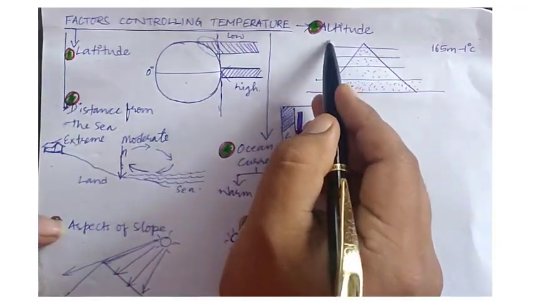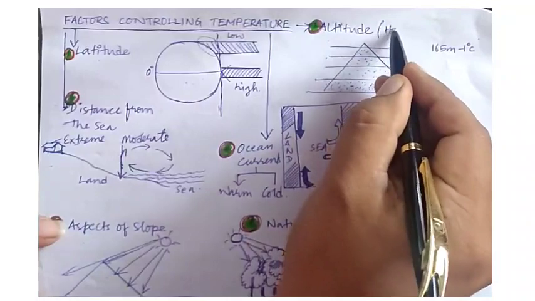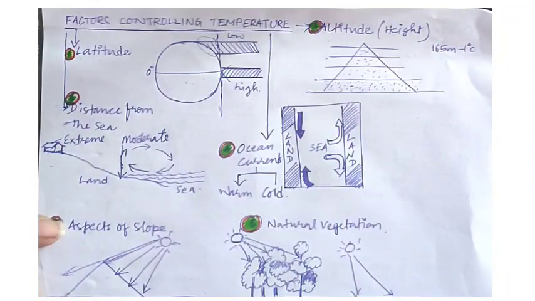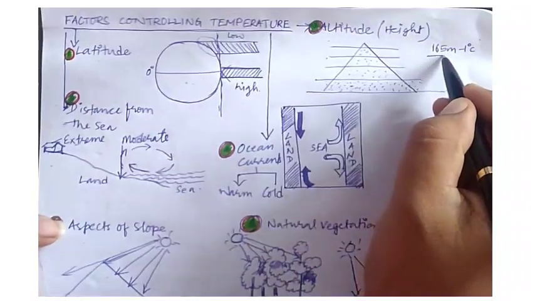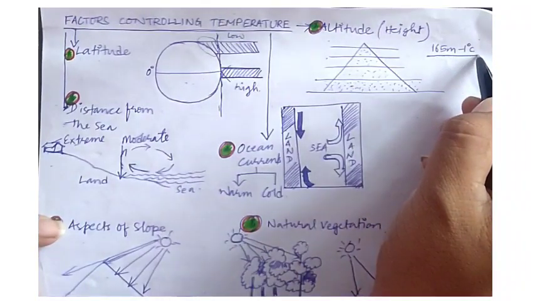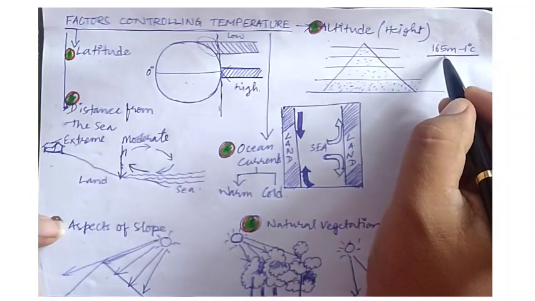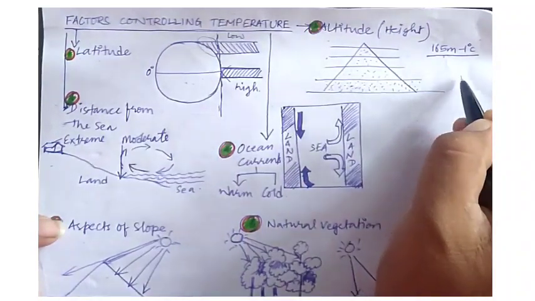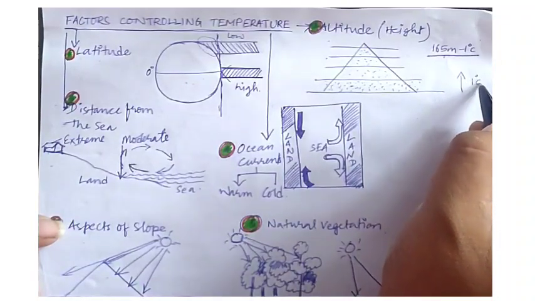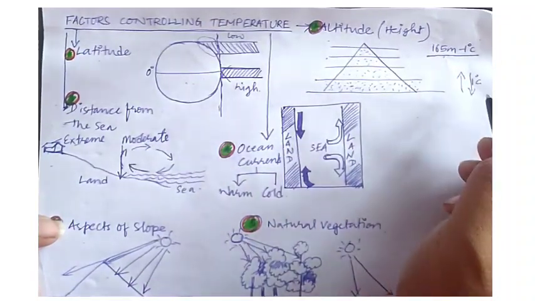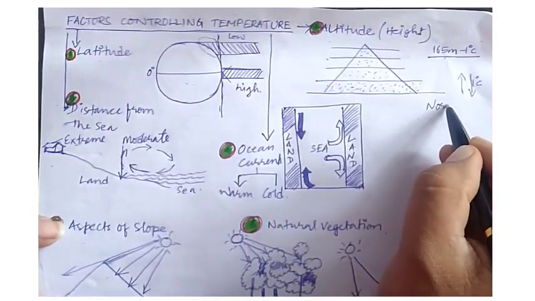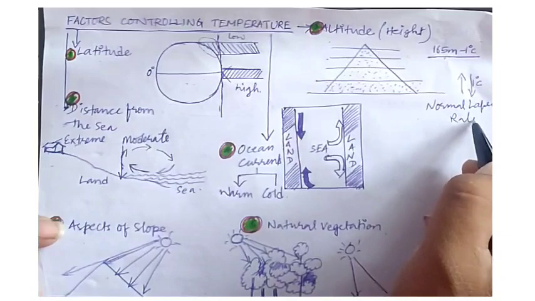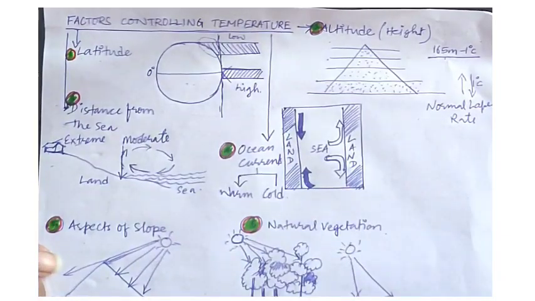Next factor is altitude, height. The more we go up, the temperature decreases. There is a decrease of 1 degree Celsius of temperature with an ascent of 165 meters. So when we go 165 meters up, the temperature will decrease by 1 degree Celsius. This phenomenon is known as the normal lapse rate.